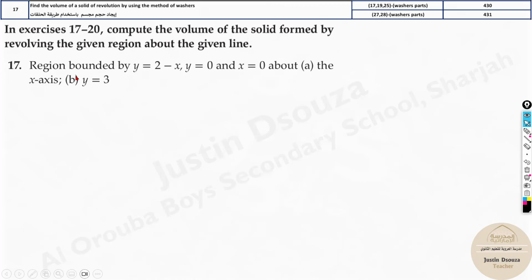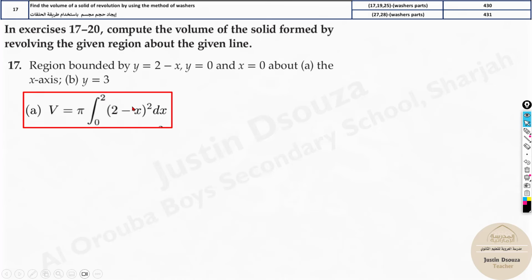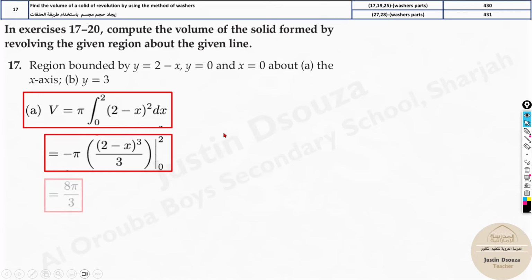Now here, let us see the difference between which is the washer and which is the disc. Here we have a problem of region being bound by 2 minus x, y is equal to 0, x is equal to 0, about x-axis and about y is equal to 3. So now over here they have just given the answers, they have not done the figure. So let's do the figure and then understand.